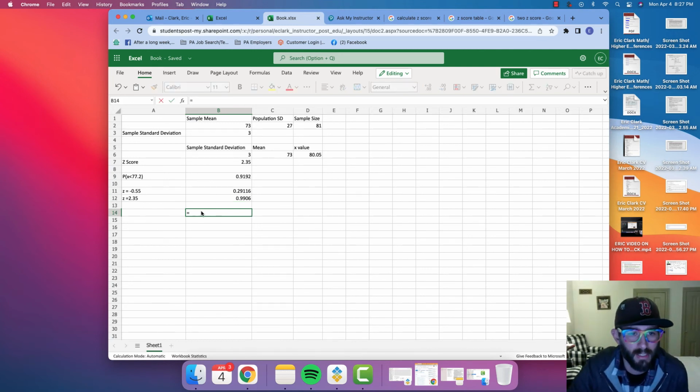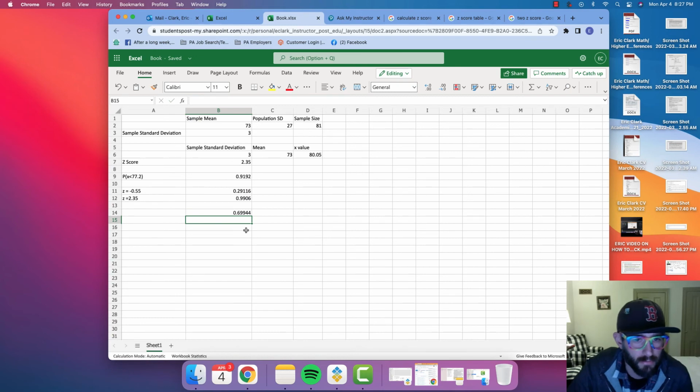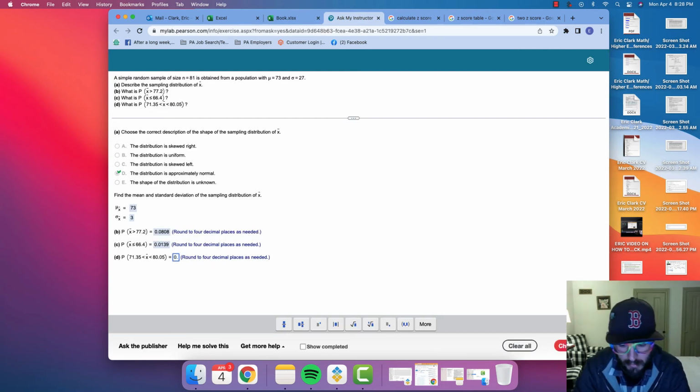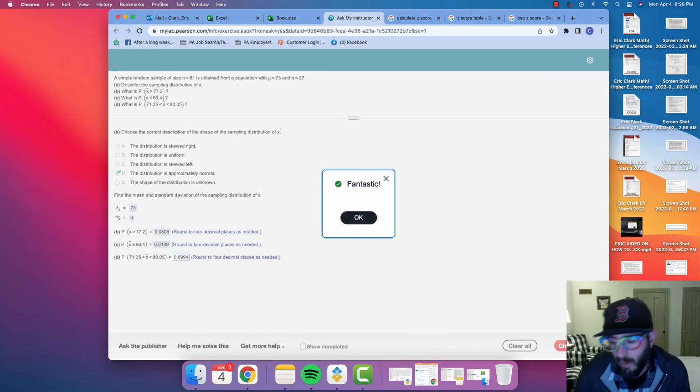So we're going to click equal, click the largest one, minus, and then click the smallest one, and it gives us a probability of 0.6994. Fantastic.